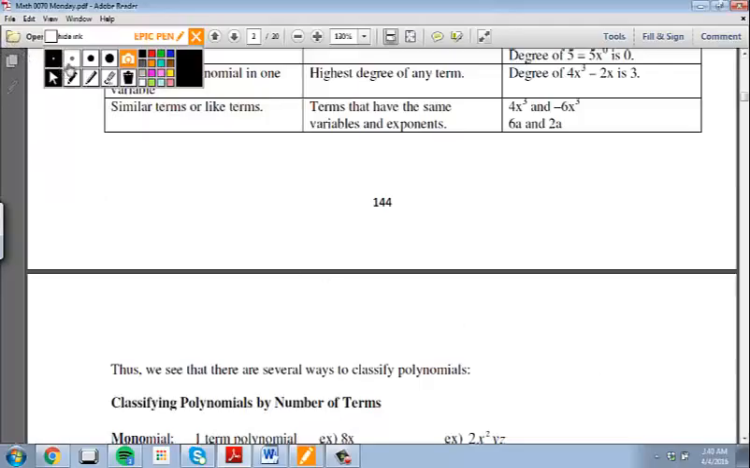Similar terms or like terms. These are terms that have the same variables and exponents. I know that we talked about combining like terms when we were solving equations in the past, so I think that you do know what like terms are already.